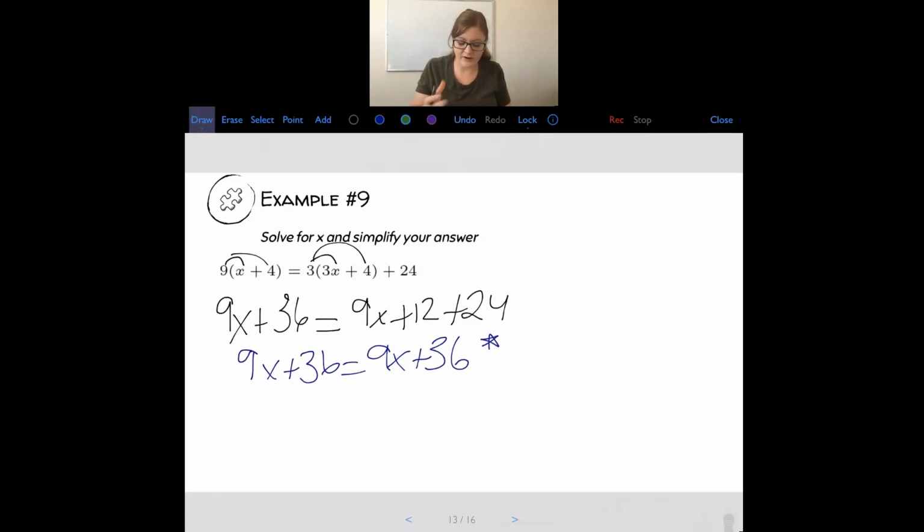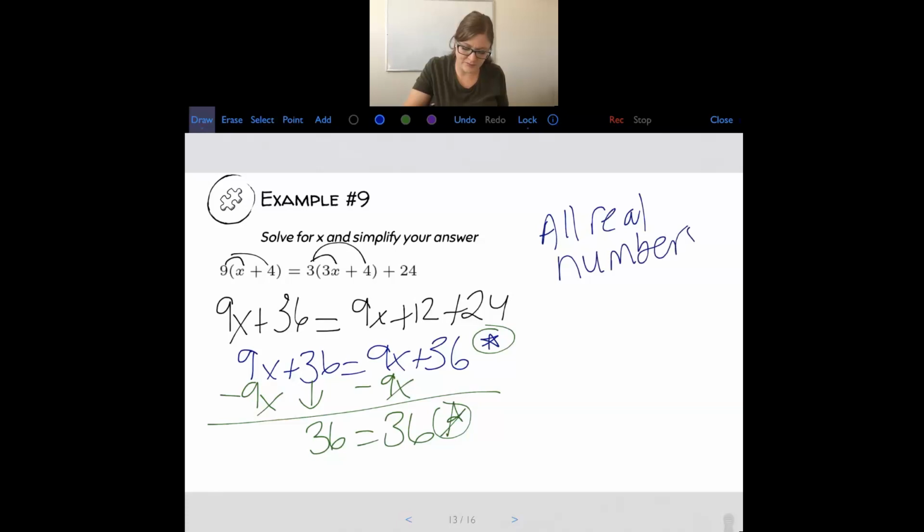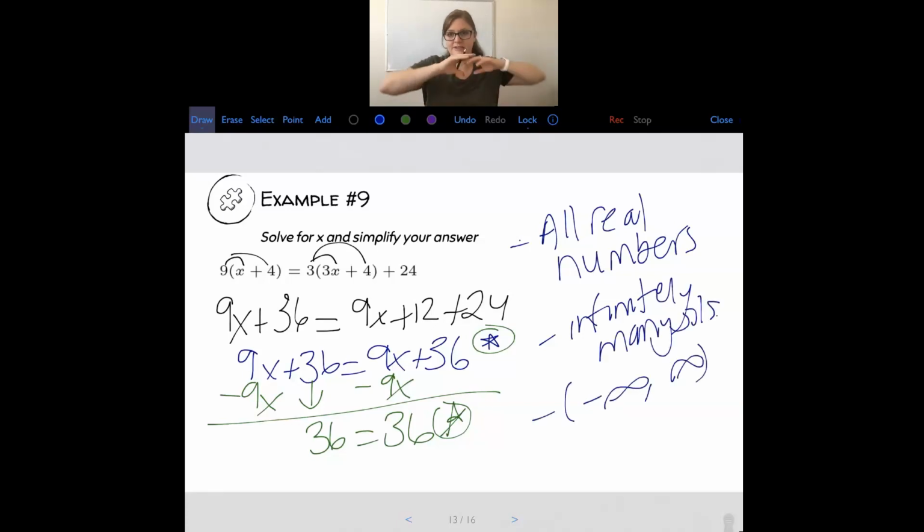Let's move our terms with variables to one side, so we subtract 9x from both sides, and now we have 36 is equal to 36. That's true. 36 always equals 36, right? So because of this star and this star, your answer here would be all real numbers. This also means it has infinitely many solutions. And you might see this as negative infinity to infinity, which essentially means all the most negative numbers and the most positive numbers and everything in between.